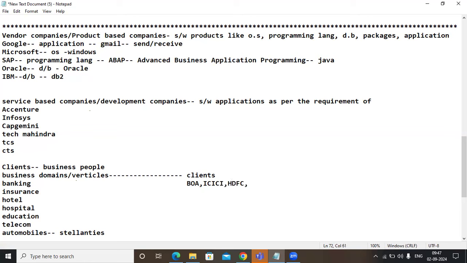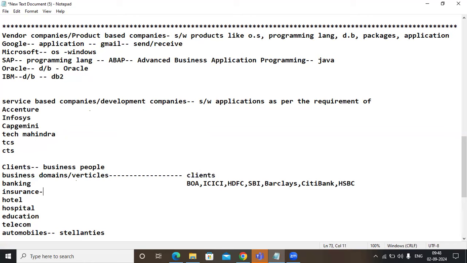Like State Bank of India. Coming to USA, Bank of America, Barclays, Citibank, HSBC. These are all international banks. Am I correct or not? Yes. So these are the clients which belong to the banking industry.